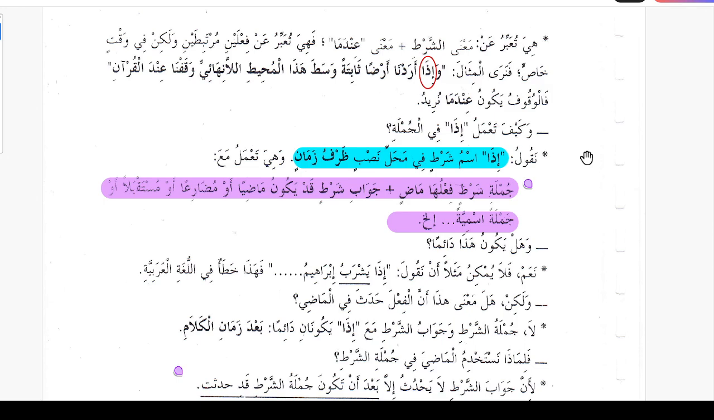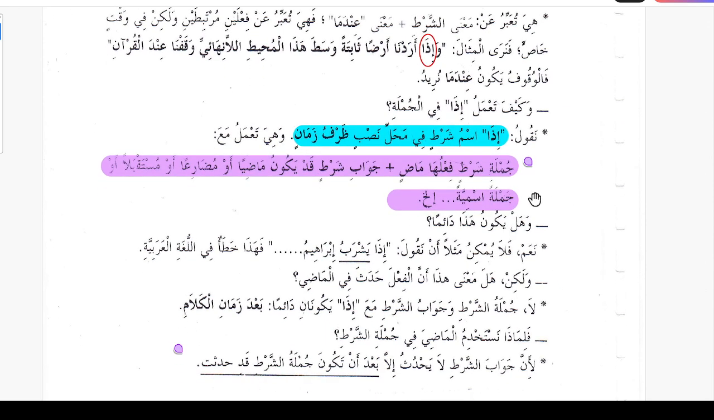In was the harfu shartin, particle of condition. This is the noun of the condition. Ismu shartin fi mahalli nasbin, zarfu zaman, and because it locks the condition into a specific time, so this is zarfu zaman. Wahiya ta'malu ma, and it works with jumla shartin failuha madin. The jumla of the condition is in the past tense. Wajwabu shart kad yakunu madiyan aw mudariyan aw mustaqbilan or jumla ismiya.